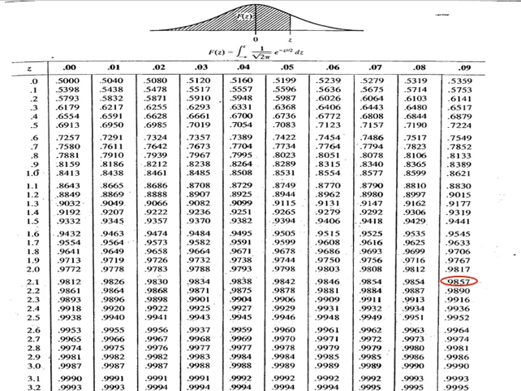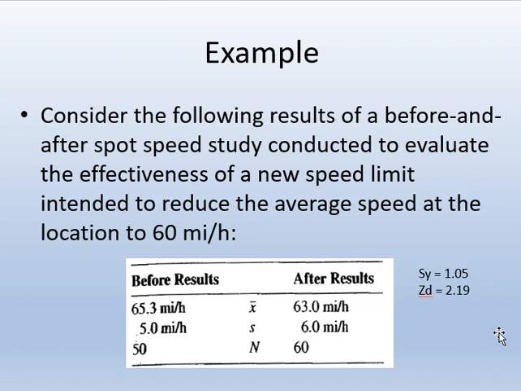The table. 2.19, so you will look at 2.1 from here and 0.09 from the top. Okay, so this is this value. It's 0.98. Okay, so what do you say? The change is significant or not? It is significant, right? Okay, so now we know the new speed limit has a significant change.